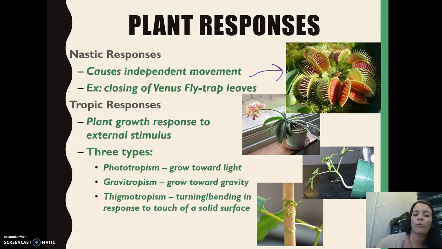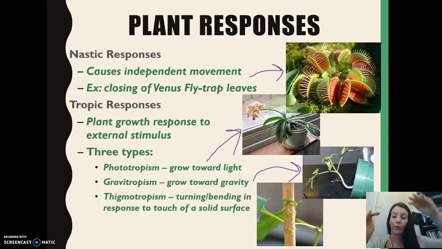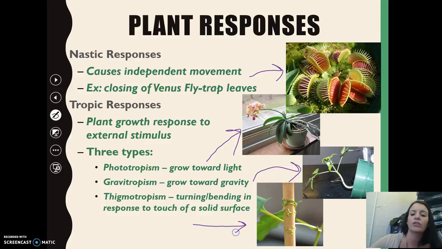But we have phototropism, so that's growing towards a light. If you have any houseplants at home, you know that if they're in a window, you have to rotate them if you want them to grow straight because they're going to lean all their leaves towards the light. Gravitropism is going towards gravity. So if you knock something over, maybe you've seen a tree somewhere where it got knocked over, but it has a little bend and then keeps growing, that's an example of gravitropism. Thigmotropism then is turning or bending in response to the touch of a solid surface, and this is really, really common in vines.